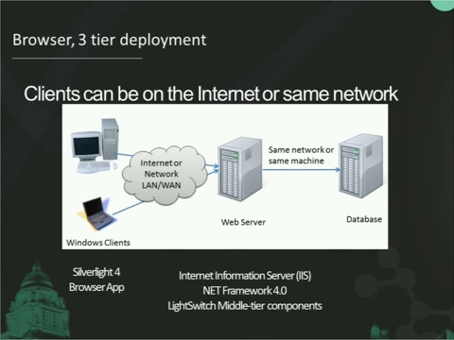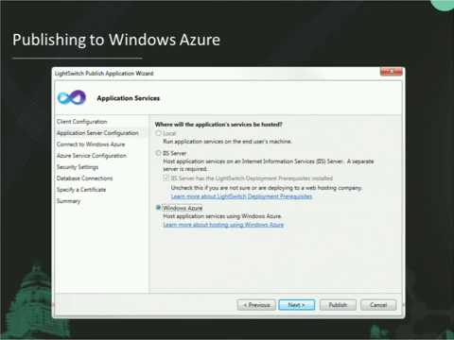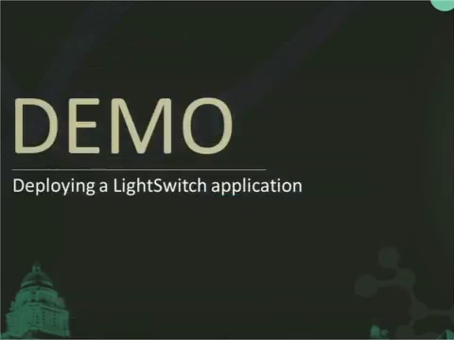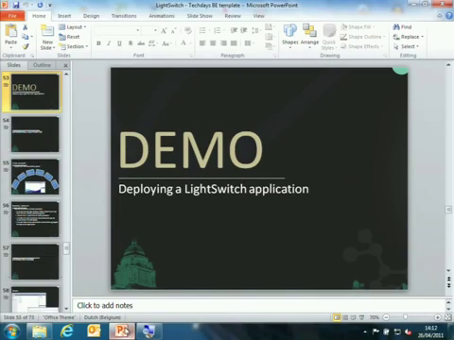You can also deploy on Windows Azure, of course. The publish wizard allows you to deploy directly to Windows Azure. It's perfectly possible. It requires you to set up a hosted service, a storage account, and a SQL Azure account, as well as a certificate. I'm going to quickly show you how we can deploy a LightSwitch application.